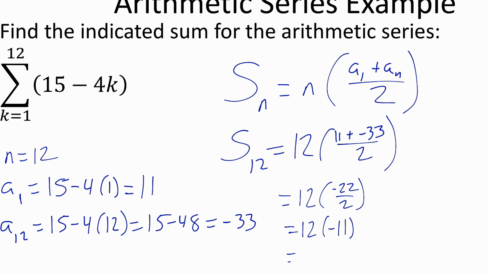Well, 12 times positive 11 is 132. I almost misspoke there. So 12 times negative 11 is negative 132. So we'll say S sub 12, the sum of the first 12 terms of this arithmetic series, is negative 132.